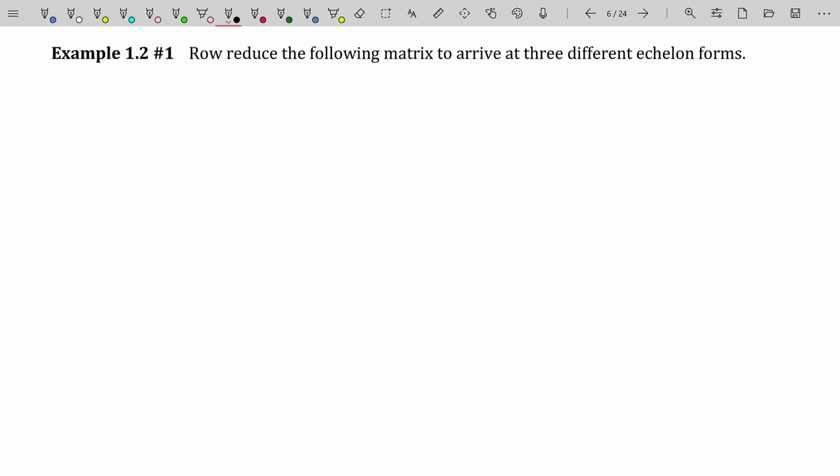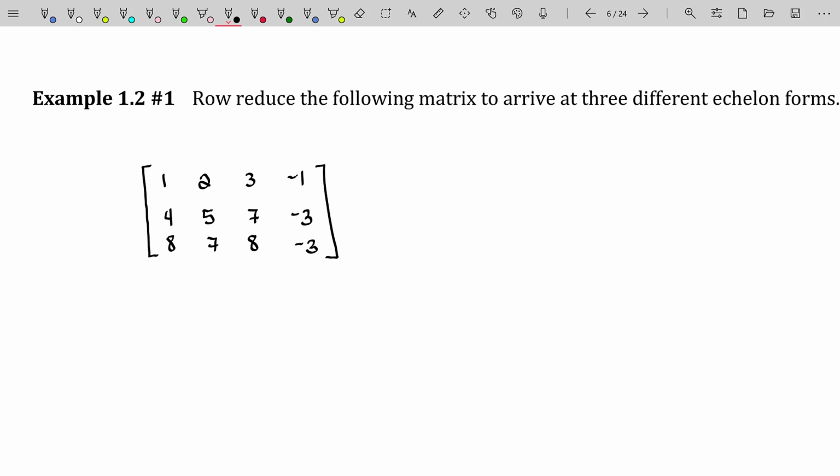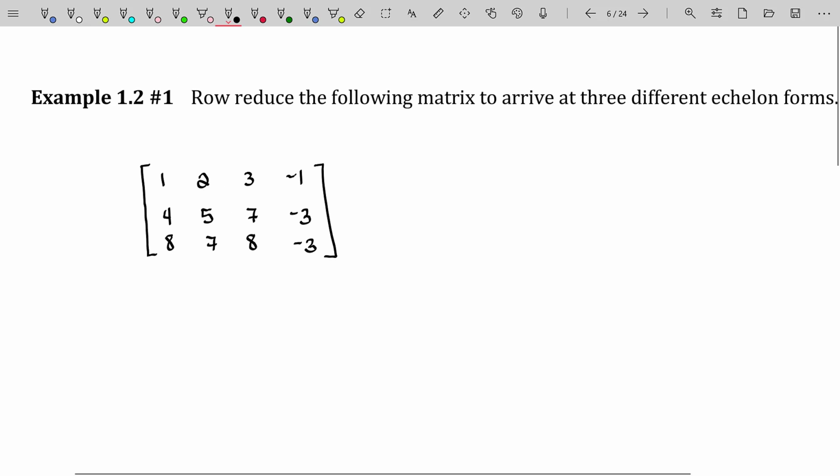So I'm just going to make up a matrix right now. And I kind of lied there. I didn't make that up. I stole it from an example that we're going to see in a little bit. But might as well just talk about this one here. So we're going to row reduce this and arrive at an echelon form.